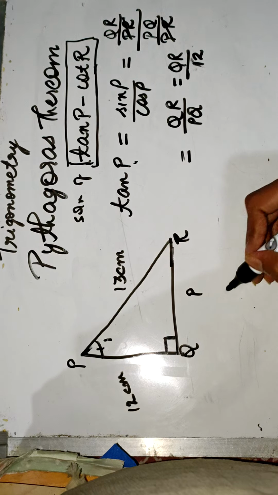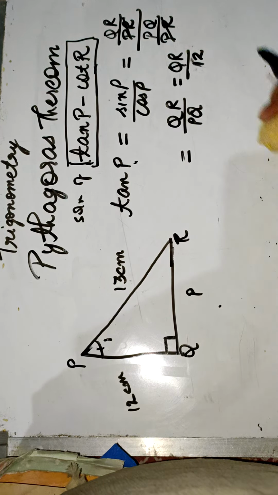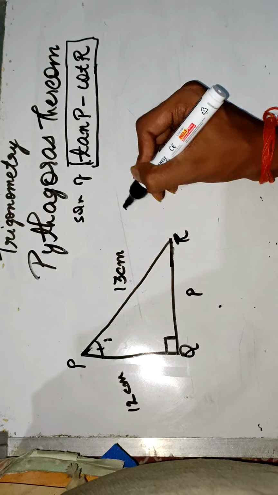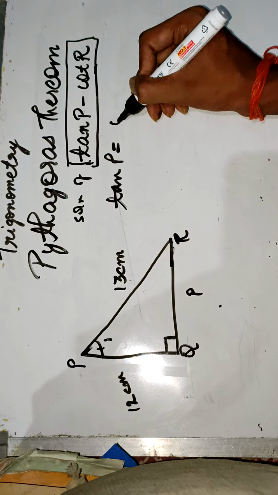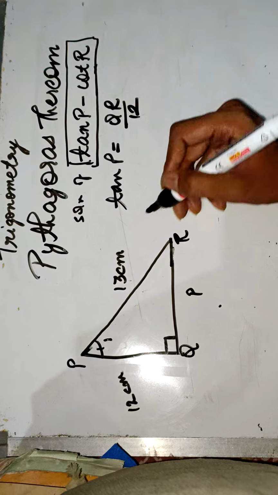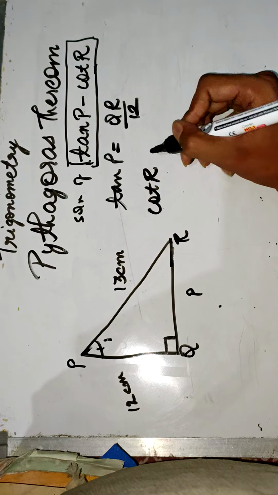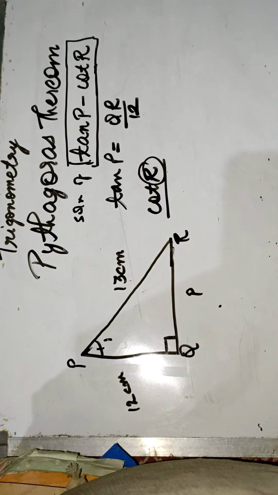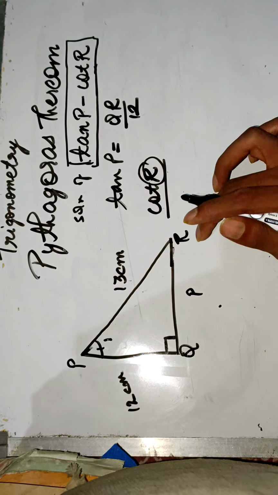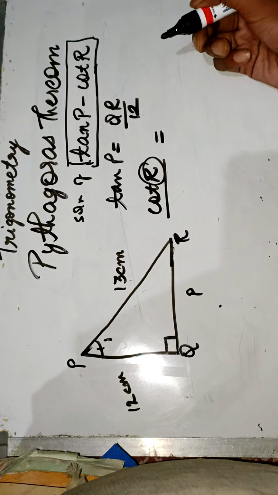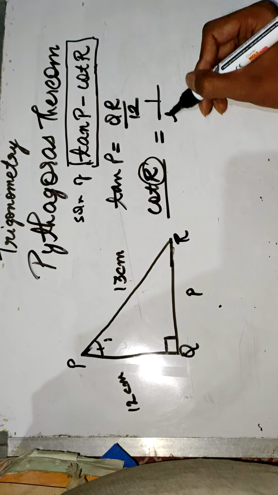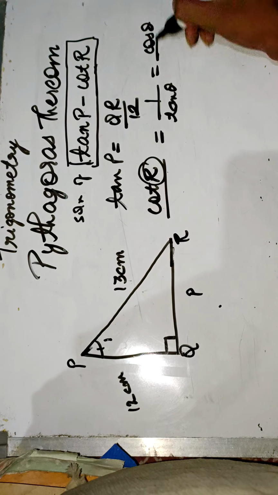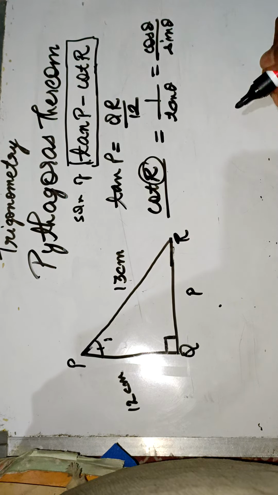Next we have to take out the value of cot P. Sorry, cot R we have to take out. We have taken out the value of tan P as QR upon 12. Now we have to deal with cot R. In this particular scenario, we have the angle R. So when you have the angle R, what is cot basically? First we have to deal with what is cot. Cot is basically 1 upon tan theta, the reciprocal of tan theta, that is equal to cos theta upon sin theta.